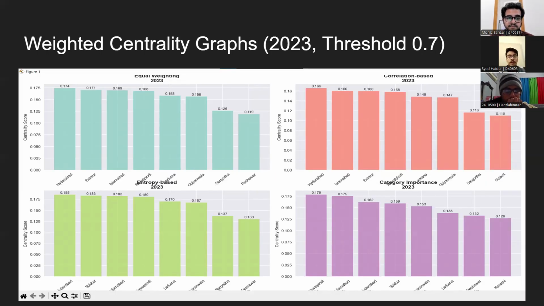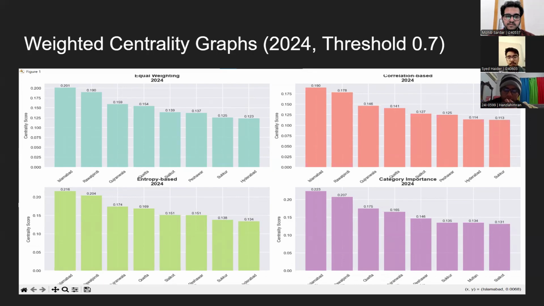So here we have the weighted centrality graph with a threshold of 0.7. This is for the year 2023, and we can see how different cities get different rankings here, depending on which centrality measure we are using. So, for example, for three of these centrality measures, we have Hyderabad on the top, but for the fourth centrality measure, we have Rawalpindi on top, which shows that different centralities correspond to different cities and different rankings on top.